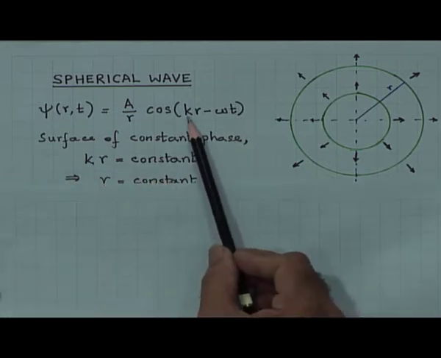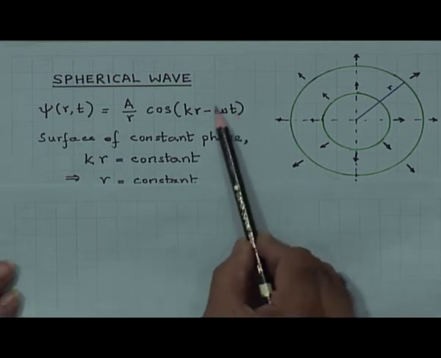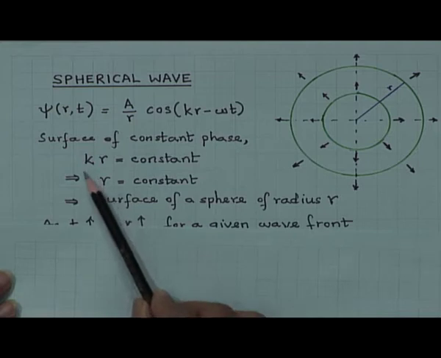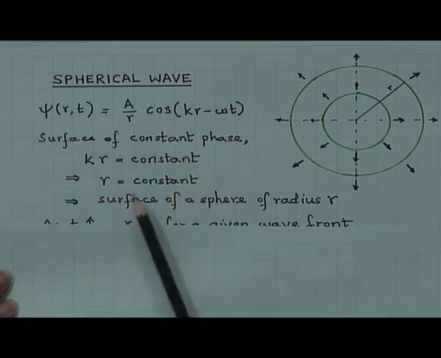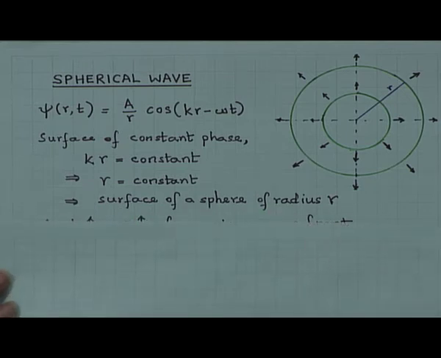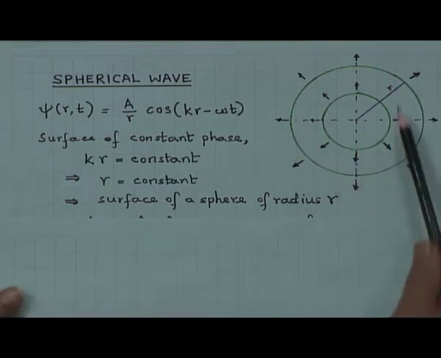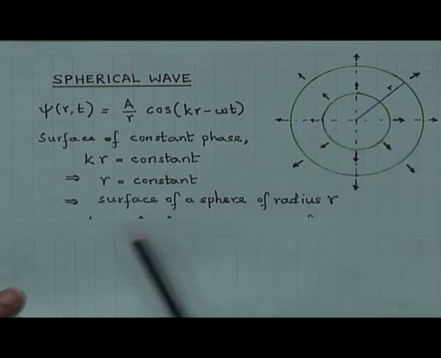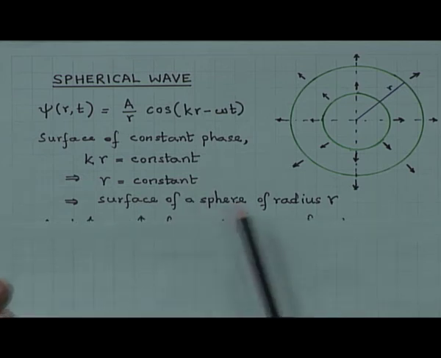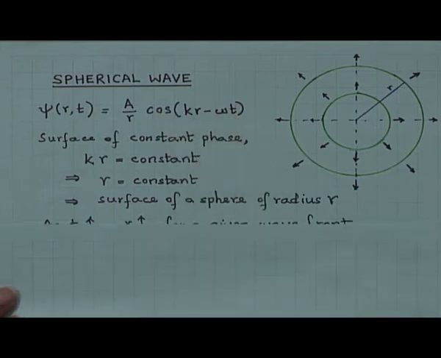As before, earlier we had k dot r and before that we had k x. Now, we have k r equal to constant, because this part is constant here at a given instant, and this implies that r is a constant. r equal to constant represents the surface of a sphere of radius r. So, schematically shown here, of course this is a cross section in 2D, r equal to constant represents a surface of a sphere, and therefore, spherical waves are represented by the phase term which is k r minus omega t.